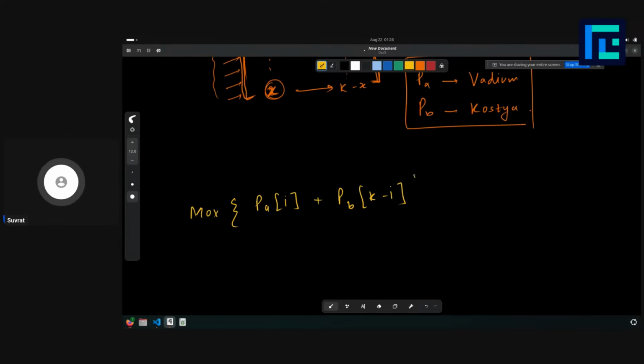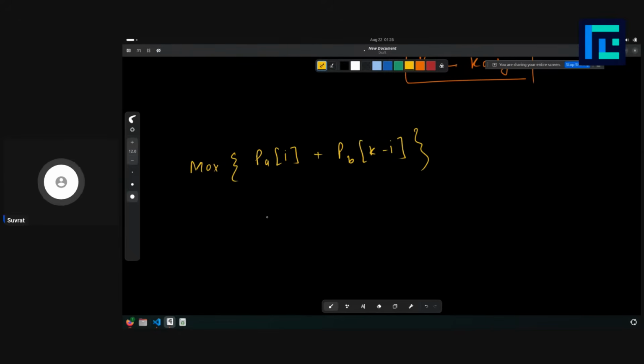Right, we are trying to maximize this. Also, we have some constraints. I must be less than or equal to x, and k minus I must be less than or equal to y. Currently, I am talking all in one base. It would be pretty simple to go from one base to zero base. We'll do that in code, but yeah, all this is in one base.